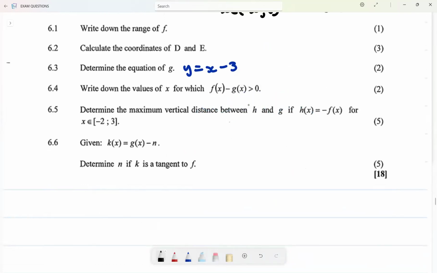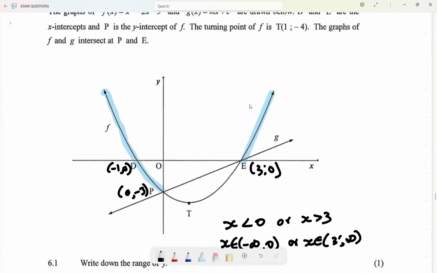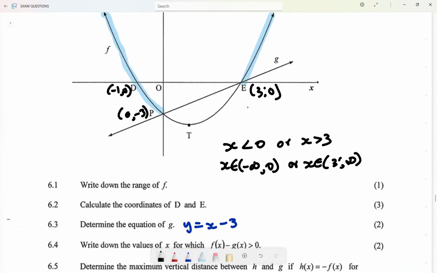So those are easy marks, guys. Can you see? Greater than, it is above on this portion, guys. Here x is 0, very, very important. Here x is 3.